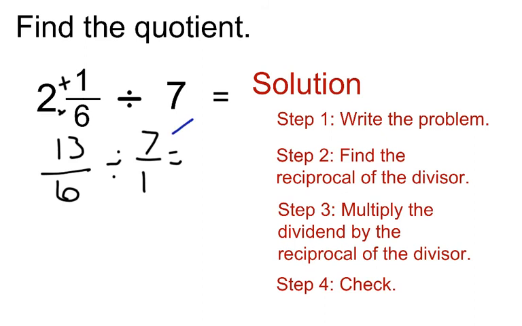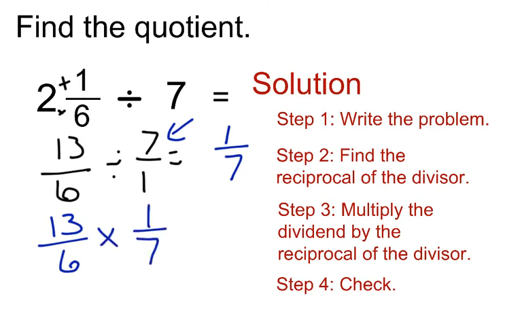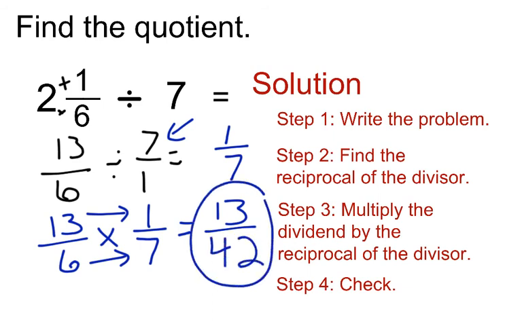And now, of course, I need the divisor, which is always the second number's reciprocal. So the reciprocal of 7 is 1/7. So now I have 13/6 times 1/7. So now I need to look and see if I can cross-cancel anything. I cannot factor out anything between the numerators and the denominators, so I'm just going to multiply as usual. Multiply the tops and multiply the bottoms. 13 times 1 is 13. 6 times 7 is 42. So I have 13/42 when I find the quotient of 2 1/6 divided by 7.